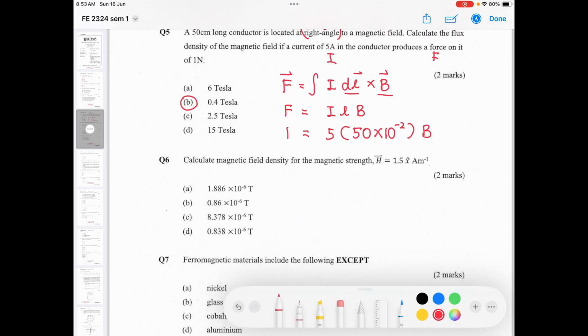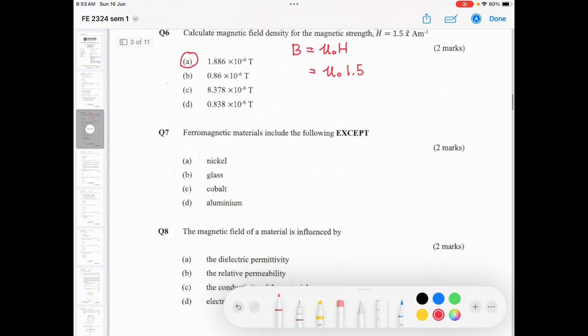Question number 6, calculate the magnetic field density B for magnetic strength equal to 1.5. For this one, we have to apply this equation showing the relationship between B and H. So mu naught you can get from the calculator, multiply by 1.5, and you get this answer.